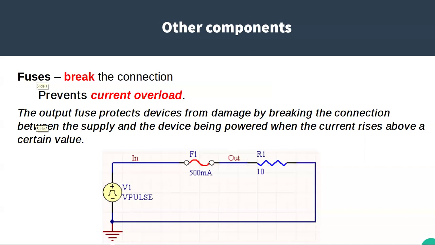But its main purpose is to protect other devices from current overload, which could create a fire. If you didn't have the fuse there and you were getting a tremendous amount of current, you'd heat something up to the point where it catches on fire, melts, or something.